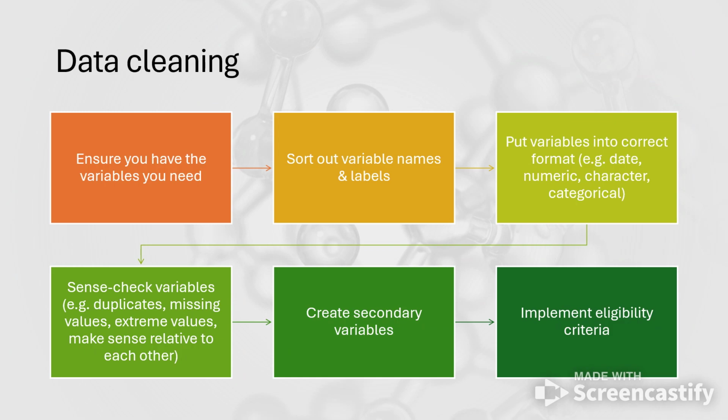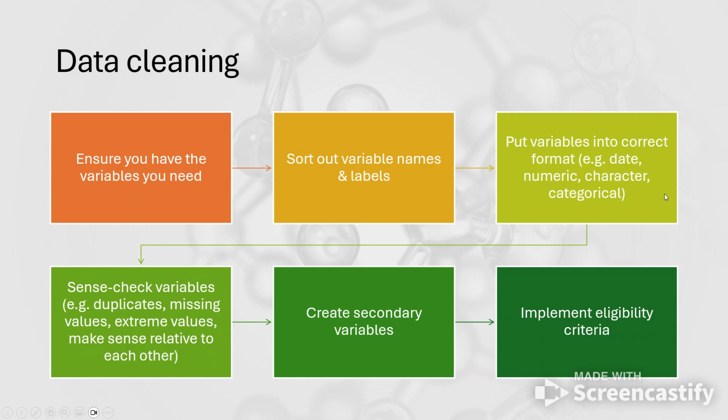The first is to ensure you have the variables you need. So in our example of osteosarcoma, we're going to need their mortality at 5 years. We're going to need the amount of paracetamol they've taken, for instance. The next step is to sort out your variable names and labels. Make sure that they are named in a way that is comprehensible to you and ideally to others too.